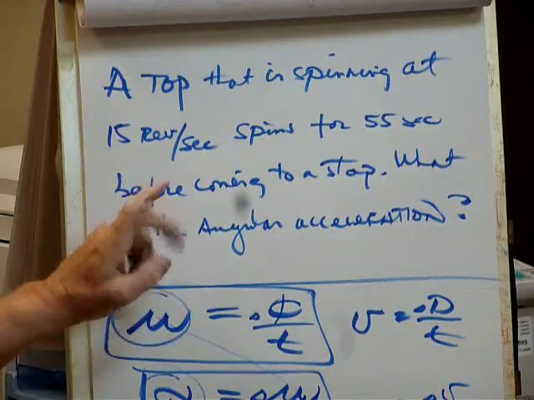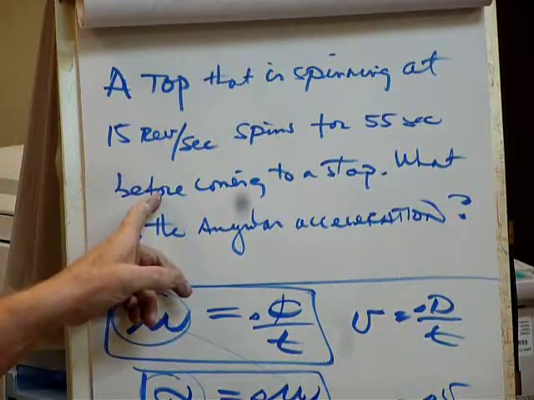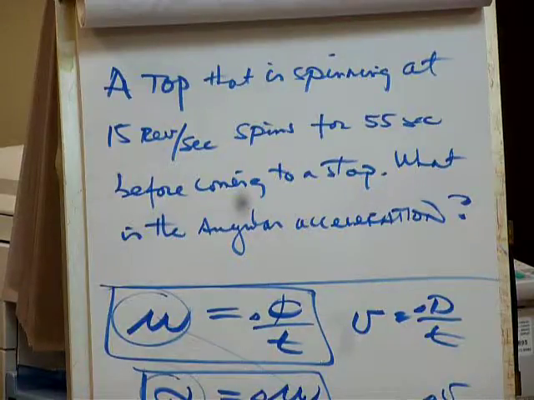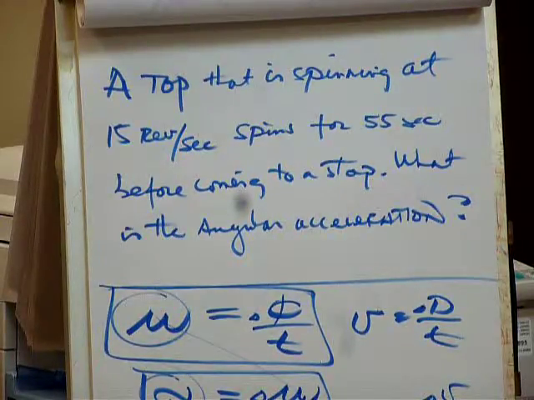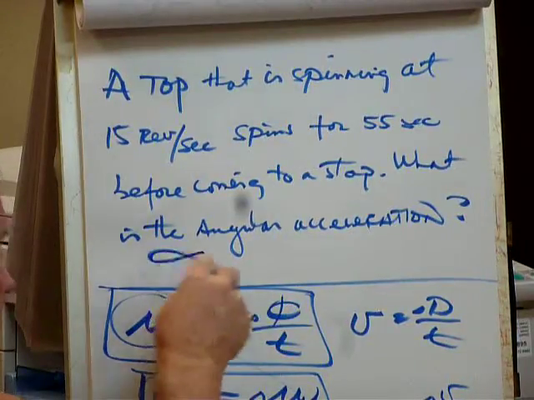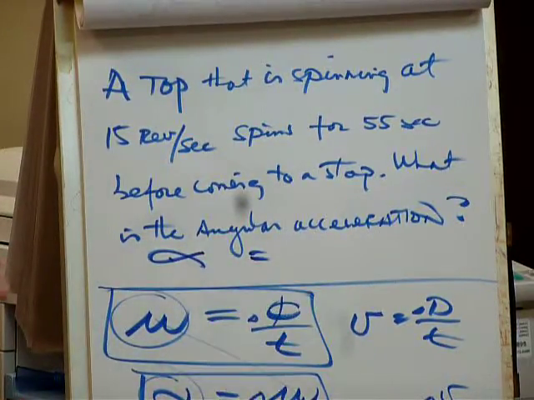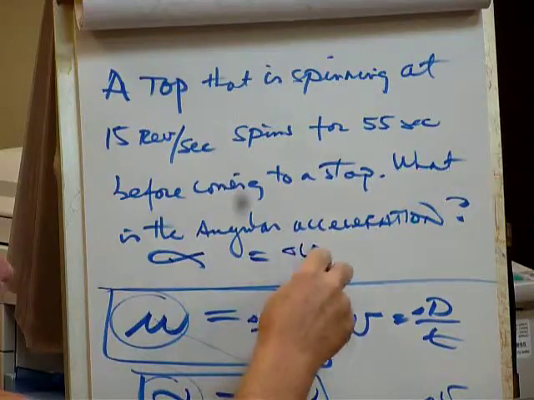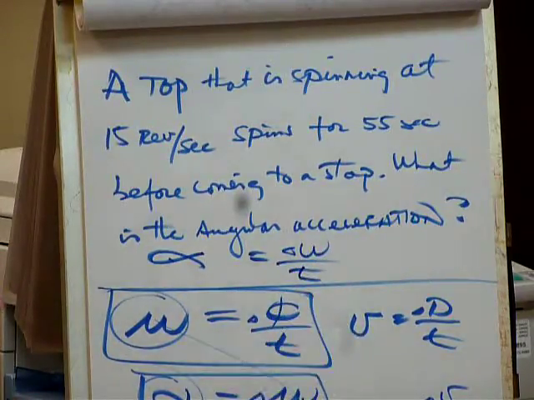Okay, so it's spinning for 55 seconds before coming to a stop. What is its angular acceleration? Is this tough? No. What's our formula for the fish? Change of W over T. Yeah, change in W over T for angular acceleration.